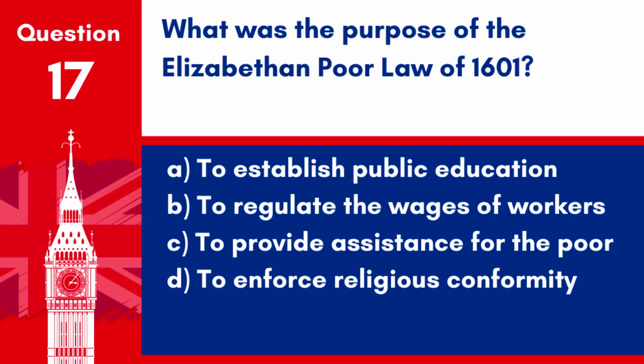Question 17. What was the purpose of the Elizabethan Poor Law of 1601? A. To establish public education. B. To regulate the wages of workers. C. To provide assistance for the poor. D. To enforce religious conformity.